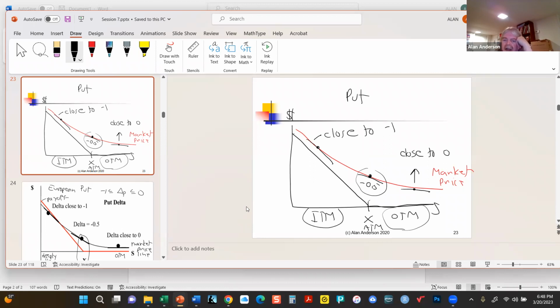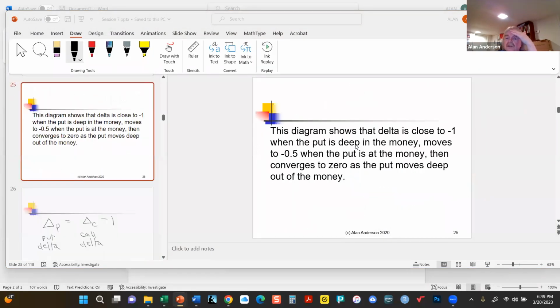So the sign is different for the call and the put deltas, because they're affected differently by the same changes in the stock prices. The calculations there are also taken from the Black-Scholes model.